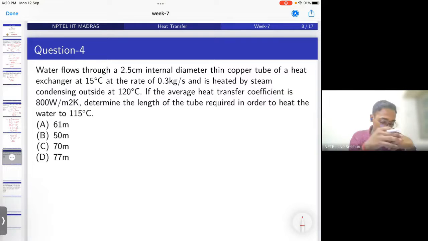Water flows through a 2.5 centimeter internal diameter thin copper tube of a heat exchanger at 15 degrees Celsius at the rate of 0.3 kilogram per second and is heated by steam condensing outside at 120 degrees Celsius. If the average heat transfer coefficient is 800 watts per meter square Kelvin, determine the length of the tube required to heat the water to 115 degrees Celsius. So I will just draw the schematic.